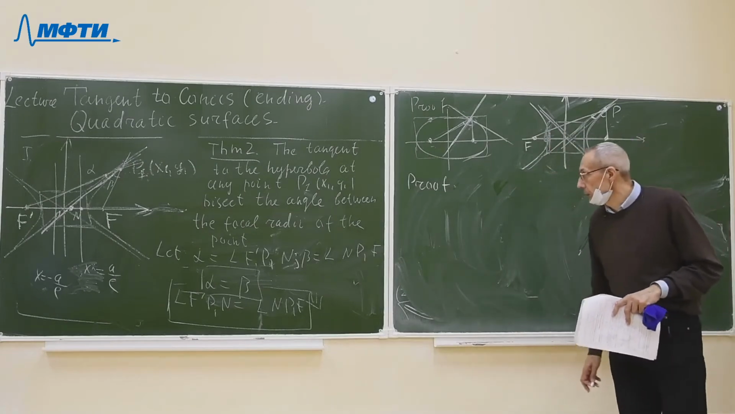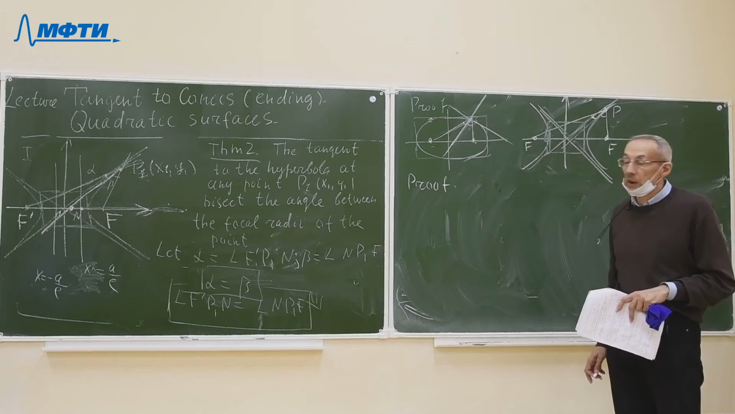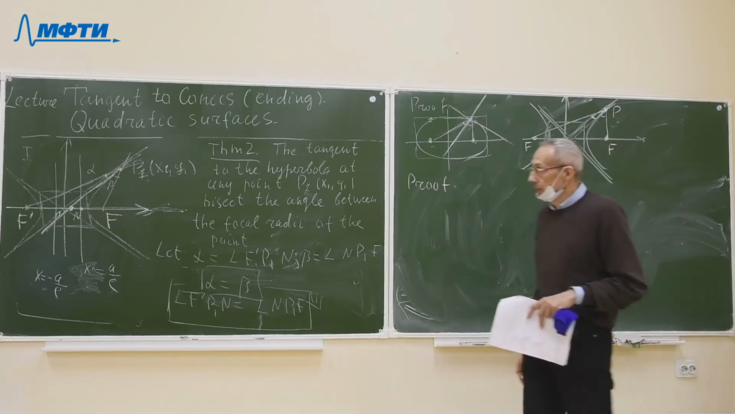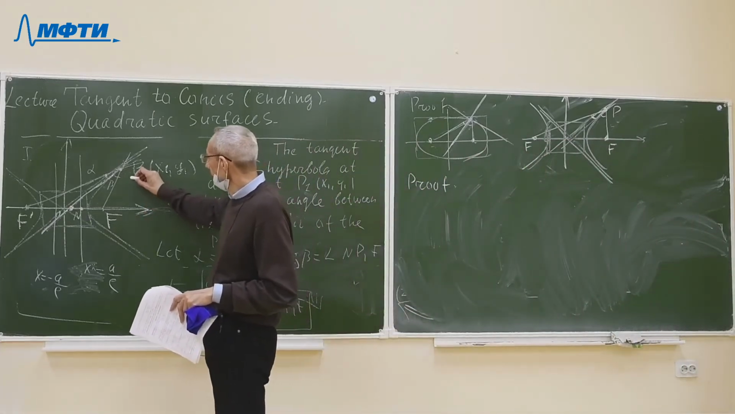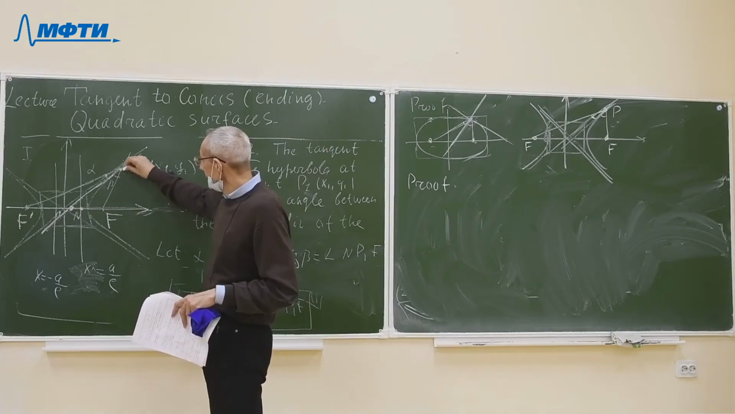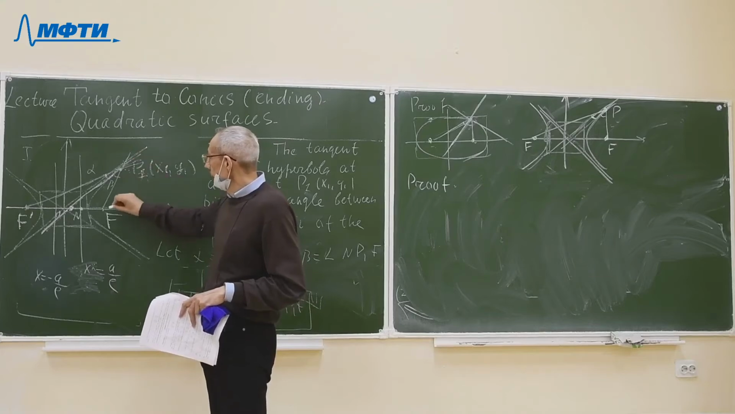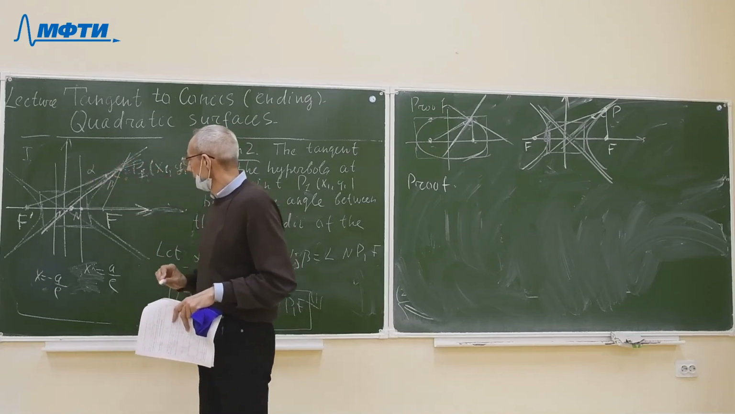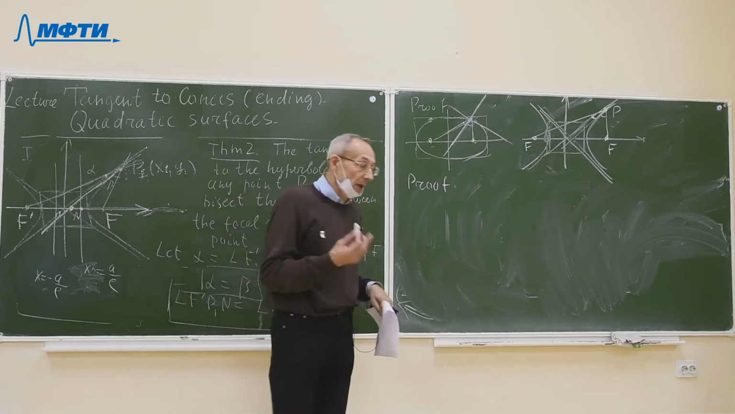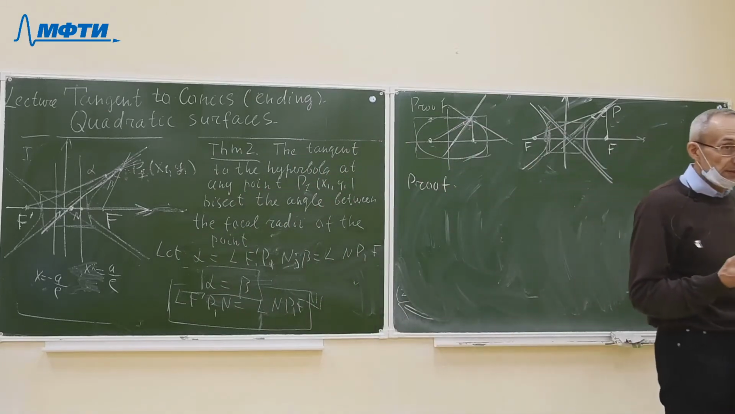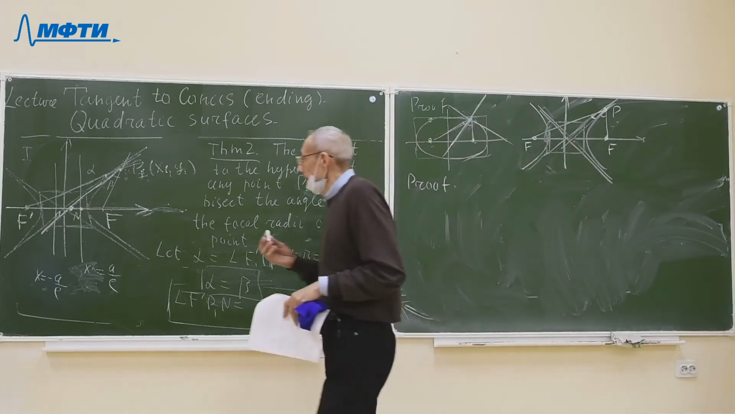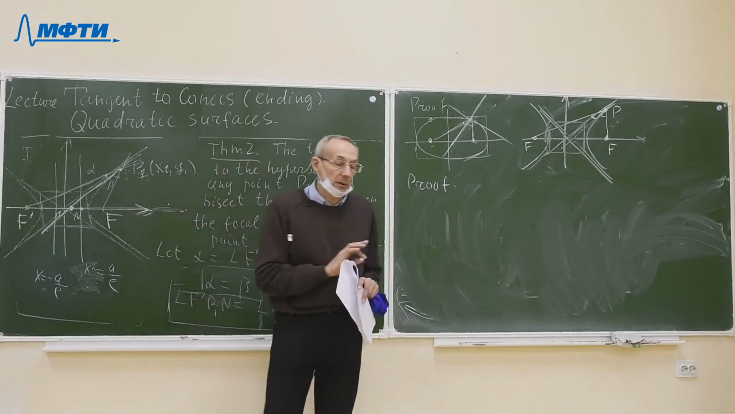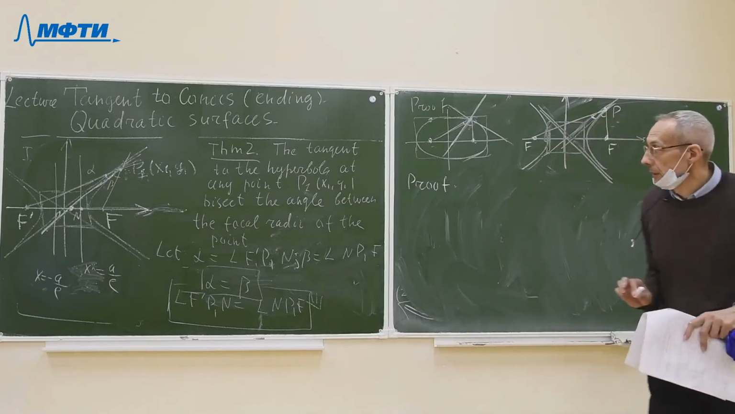By one of the properties, the ellipse, hyperbola and parabola can be defined by the following property: the ratio of the distance from any point of this curve, that is the focal radius, to the distance to the directrix is constant and equal to the eccentricity. This is the general definition of any conic.